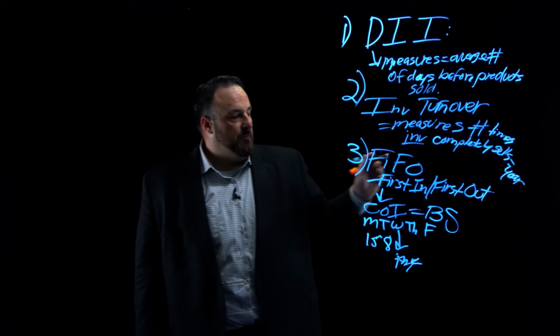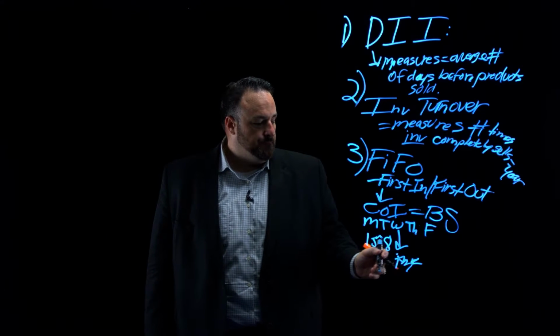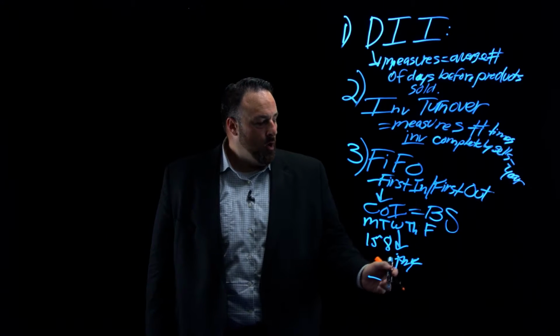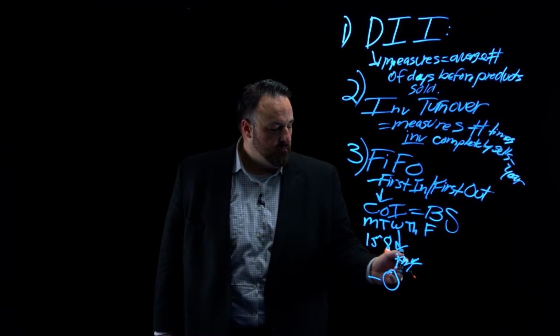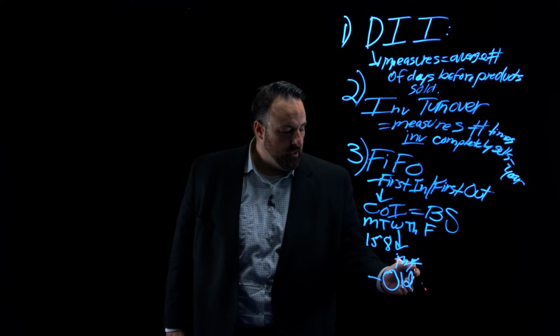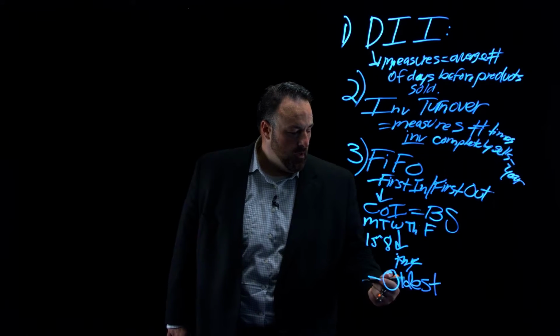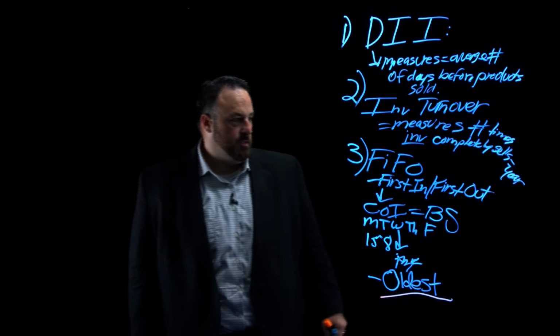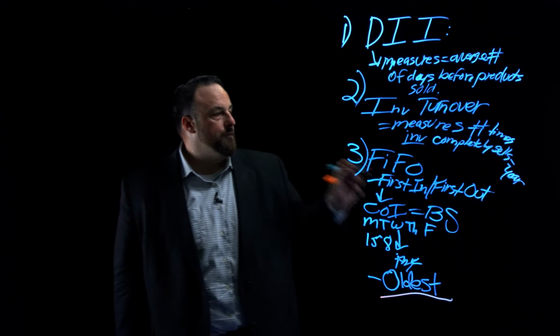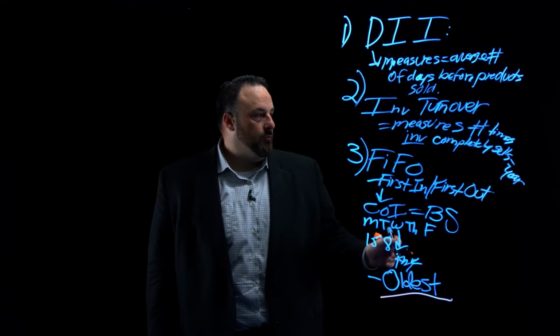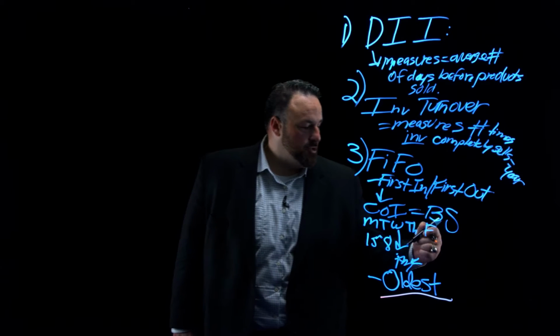The other key with FIFO is the following, okay? The oldest items, and this is where it could get confusing. Oldest products are recorded first, okay? They're recorded first on the balance sheet.